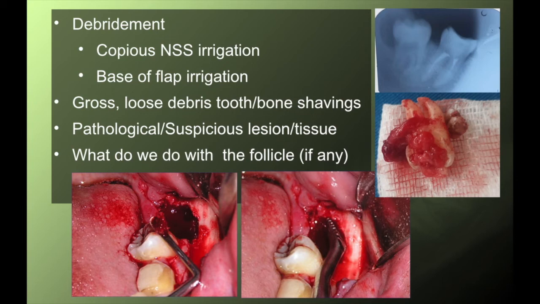What we often forget is that the base of the flap is oftentimes filled with tooth or bone shavings or small debris, and this may account for the inflammatory reactions we see days after the procedure. The best way to prevent this is to properly irrigate the base of the flap. Again, for me, this would be 6 to 10 times of your 10 milliliter syringe, or roughly 60 to 100 mLs of irrigation.